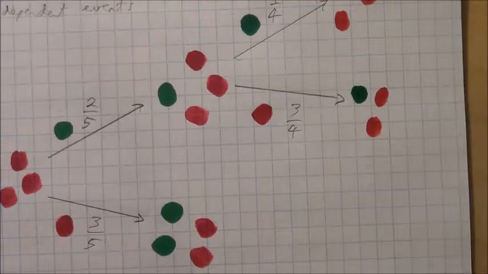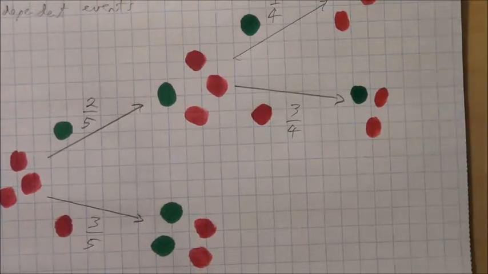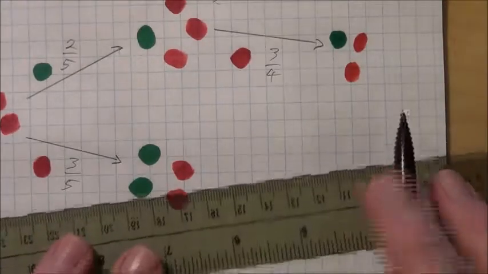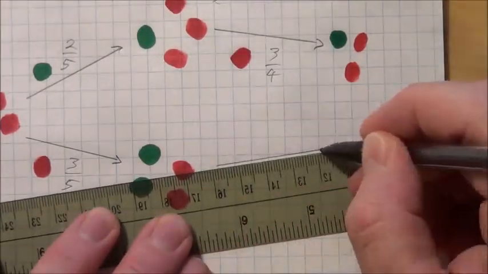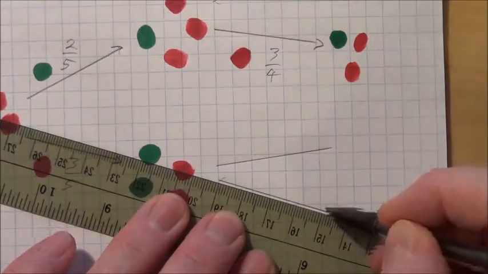Okay? So now, if we pulled out a red marble first, again we're going to have 2 probabilities.